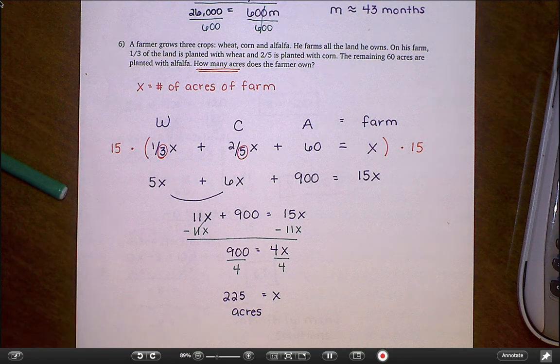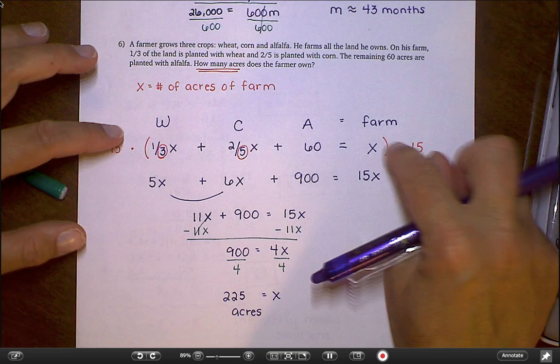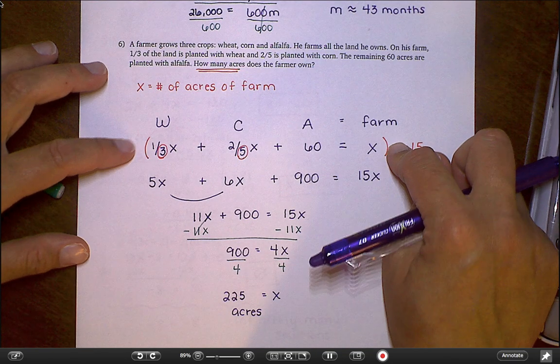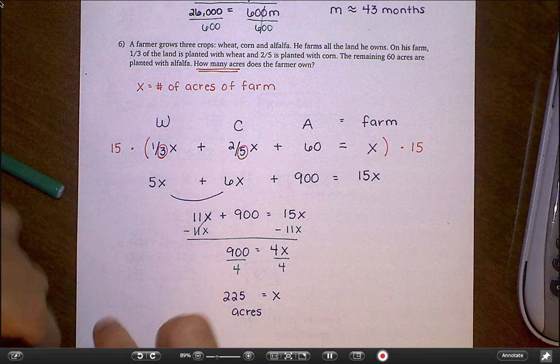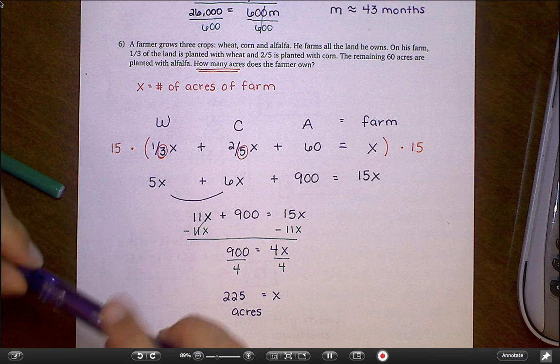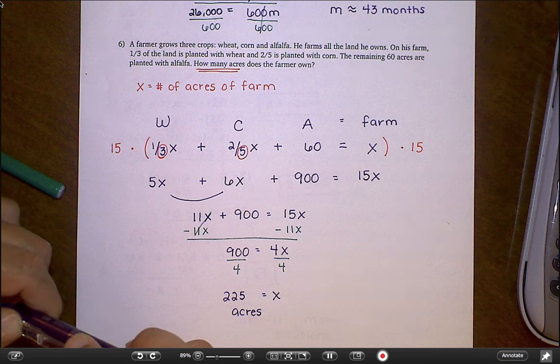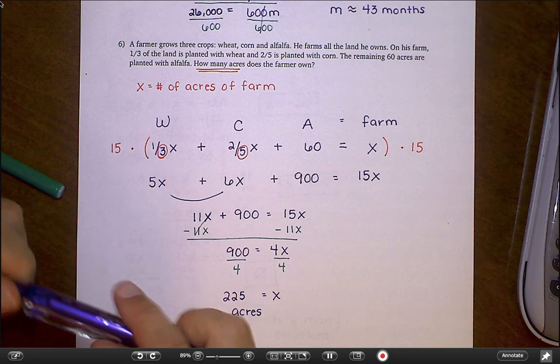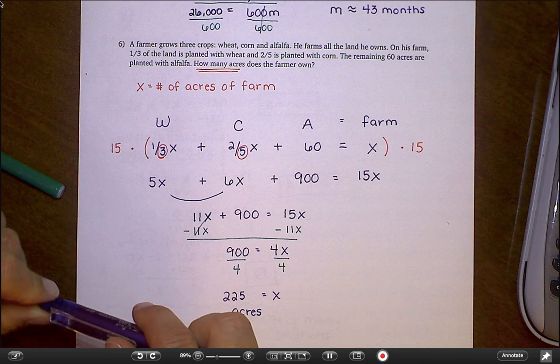Okay? So two things to understand about that question. First of all, how to set up the equation, and then how to clear the fractions to be able to solve the equation. You will run into those on your homework assignment tonight. On your quiz review, on the next quiz, you'll be seeing that type of question a lot.